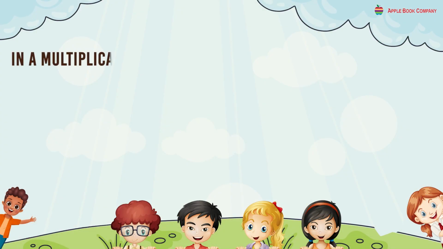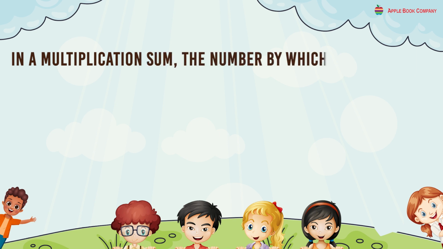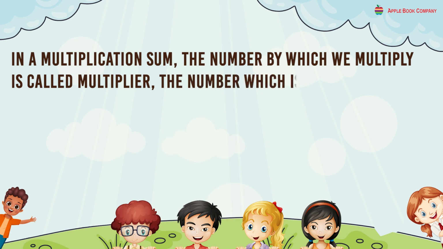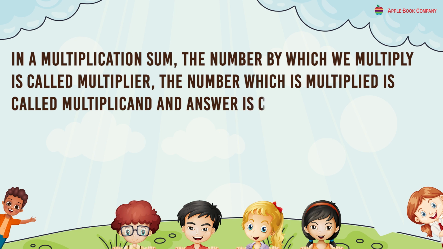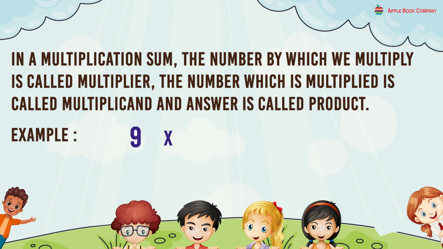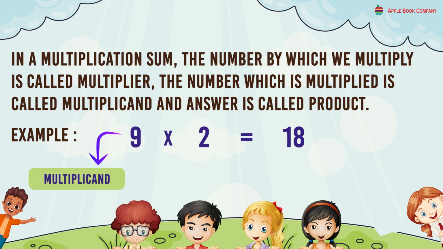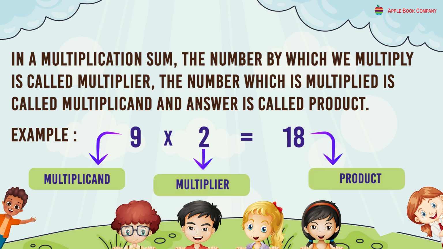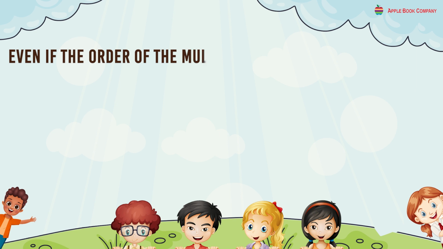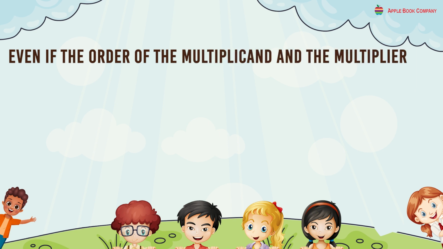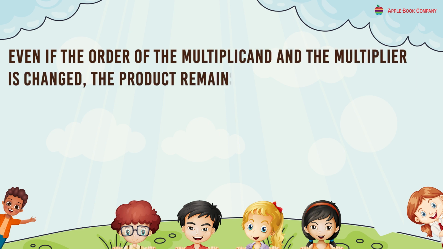In a multiplication sum, the number by which we multiply is called multiplier. The number which is multiplied is called multiplicand. And the answer is called product. Example, 9 multiplied by 2 is 18, where 9 is the multiplicand and 2 is the multiplier and 18 is the product.